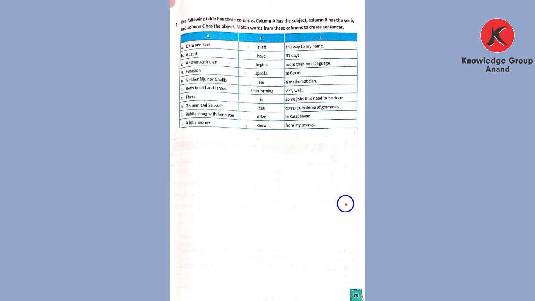Babita along with her sister is performing in Kala Bhavan. And the last sentence, a little money is left from my savings.